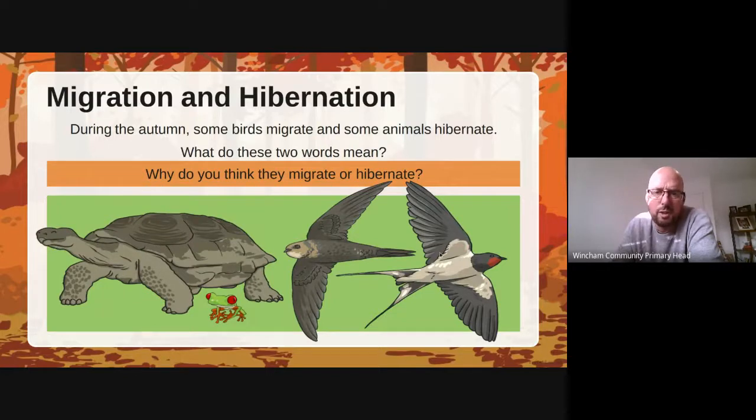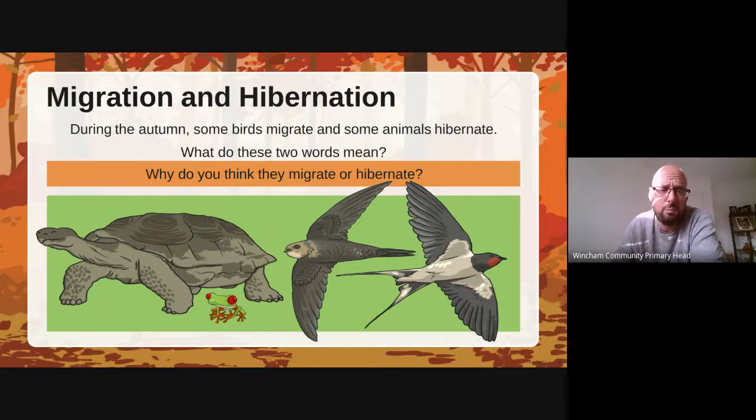Now, during the autumn, some birds migrate and some animals hibernate. What do those two words mean? Now, I hope you've remembered your science. So migrate means to travel to another part of the world so that you can be somewhere warmer. And hibernate means to kind of huddle down, to find somewhere warm and sleep through the winter. So the animal's body will slow down in its warm cave or warm hole, and then it will come out in the summer, in the spring months.